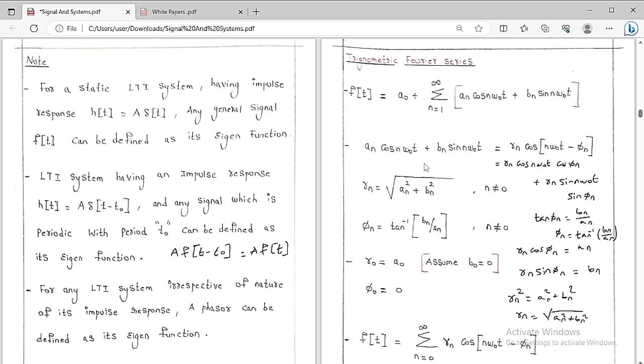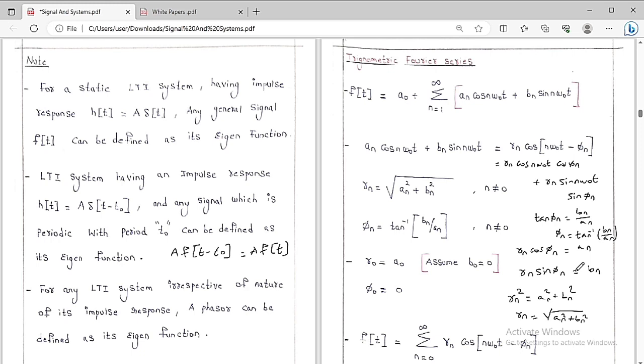Therefore, I am going to write these things in terms of Rn into cos of n omega naught t minus phi n. Here cos A minus B is equal to cos A cos B plus sin A sin B. So then what I am going to get is Rn into cos n omega naught t into cos phi n plus Rn into sin n omega naught t into sin phi n. By comparing these two things, we can say Rn into cos phi n is equal to An, Rn into sin phi n is equal to Bn. So this is equation 1 and this is equation 2. I will square both sides of equation 1 and equation 2 and add these two equations. Then we are going to get Rn square is equal to An square plus Bn square. So Rn is equal to under root of An square plus Bn square.